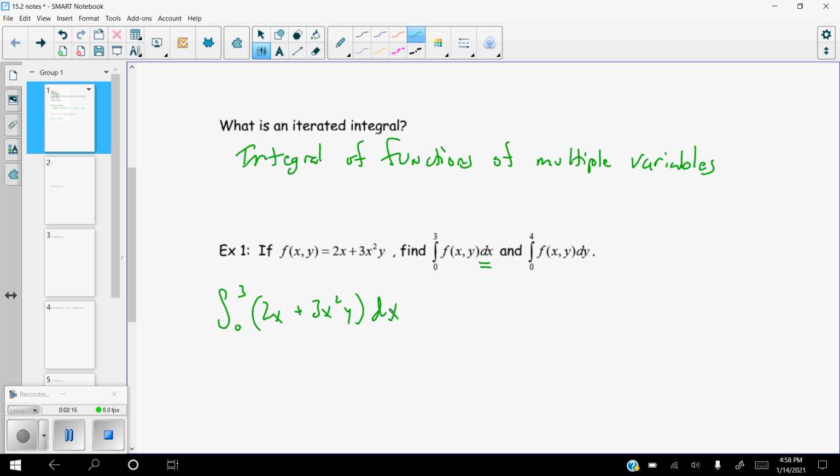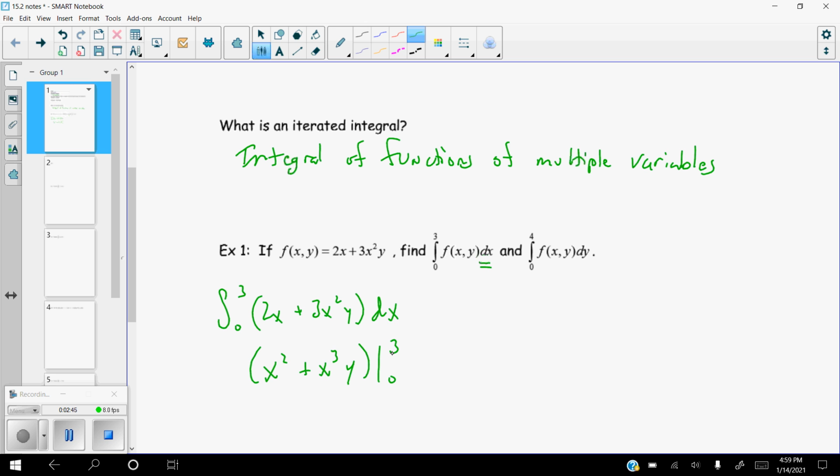So the antiderivative of 2x with respect to x, it's just like it would have been before, that's x squared. Then the antiderivative of 3x squared y, remember we treat y as a constant here because we're taking the antiderivative with respect to x only. So that's going to be, let's see, raise the x power by 1, that'll be x cubed, and then divide by the 3, so that 3 in the front is gone, so it's going to be x cubed y. And then we will evaluate that from 0 to 3.